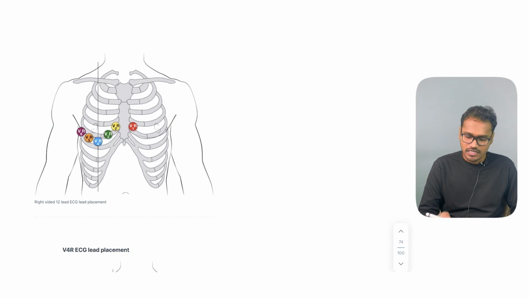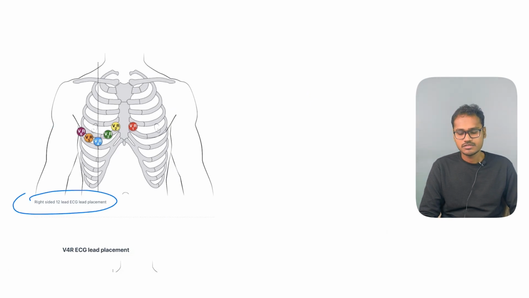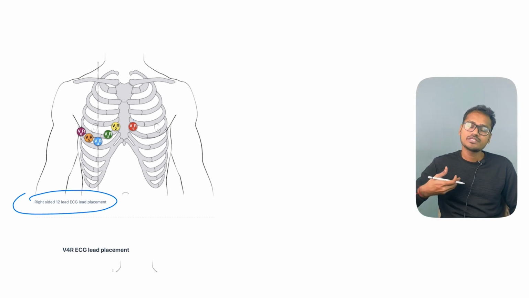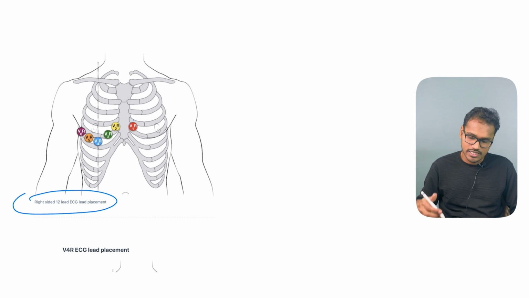Then we have right-sided 12-lead ECG placement. If somebody has dextrocardia and their heart is on the right side, then for all the chest leads you have to place them completely on this side. The names given are V1R, V2R, because we are placing them on the right side, then V3R, V4R, V5R, V6R.